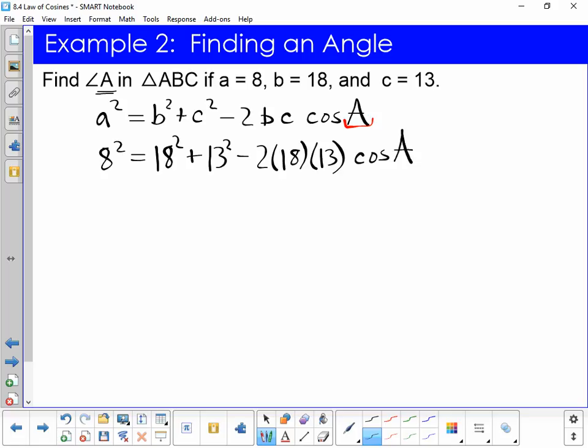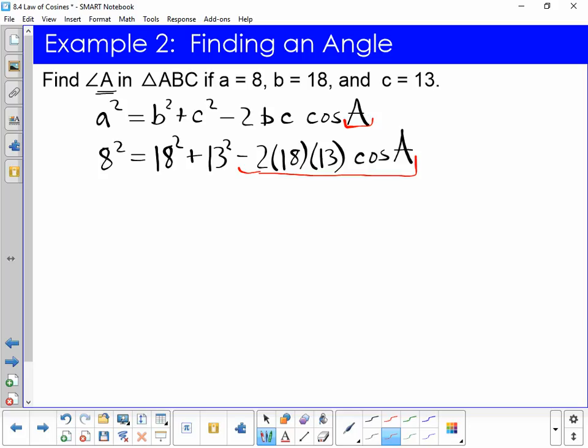Now, this is a common place to make a mistake. Sometimes people like to lump these numbers together, but you cannot do that. Some of these numbers here are part of a coefficient. You need to keep this together. That is one thing: 2 times 18 times 13 times the cosine of A. Do not break that apart. We'd probably even want to include that negative as part of that group.